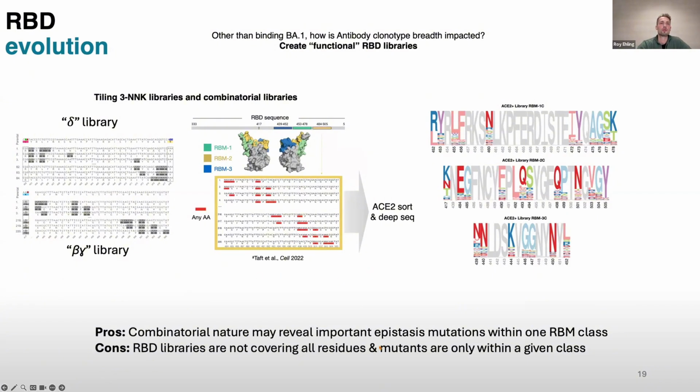Now, combinatorial mutations are really interesting for epistasis, but one drawback of making a library design like this is that it's really limited to one sort of class, and they're not cross-class. So we were hoping that we can ameliorate some of these issues using machine learning and training models.